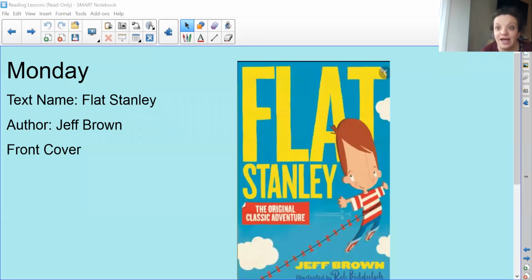We're going to start off this morning with our reading lesson, and we're going to carry on reading Flat Stanley. So I'm going to share my screen now, and let's have a go at finding out what happens next. So, Monday, we're carrying on with our text, Flat Stanley, and our author is Jeff Brown. Let's carry on reading about him.